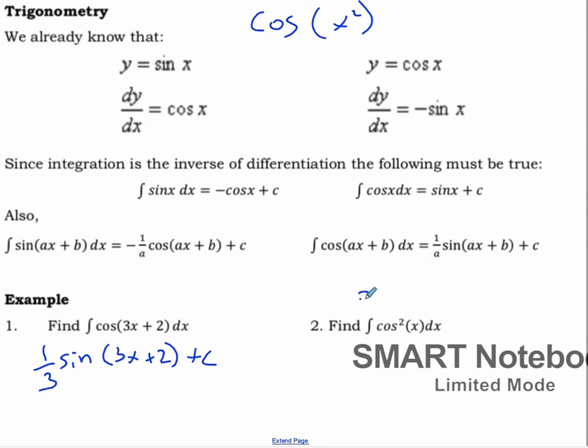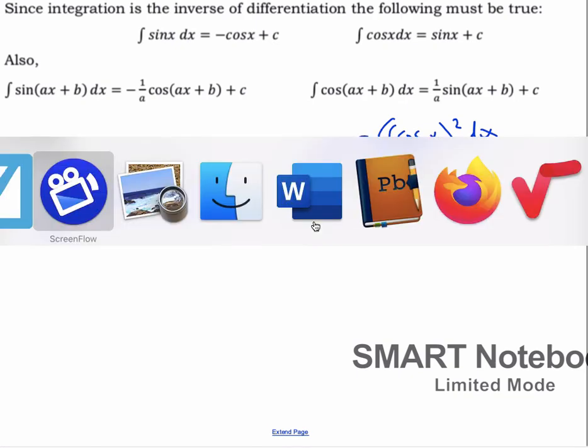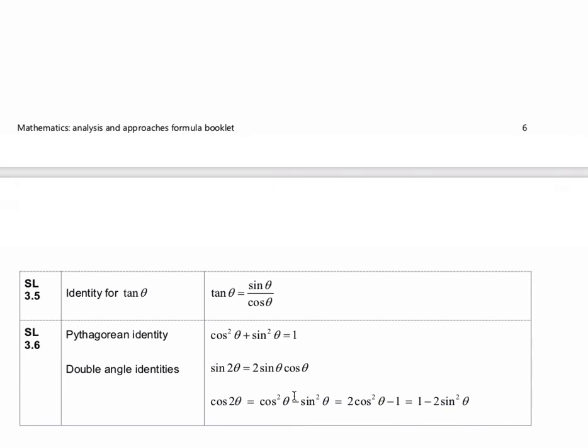And remember, this is the integral of cosine x squared dx. Now this is a function squared, so you cannot simply add 1 to the exponent. So what do you do with that? This is a very important one, actually. This one comes up a lot on IB exams. So you can't do it as it is, but you can use maybe an identity from your formula booklet.